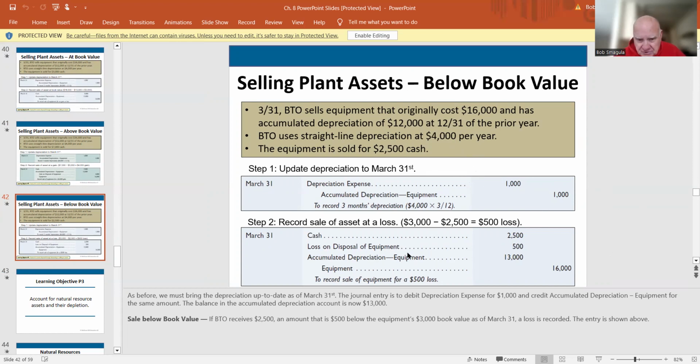And here's your journal entry in good form. You debit cash, debit accumulated depreciation, you credit equipment. Well, we have 16,000 on the credit side, but we only have 2,500 plus 13,000 on the debit side. That's a loss of $500, okay?